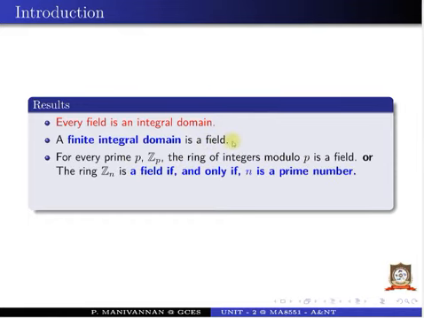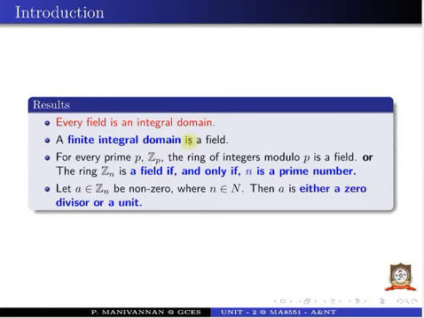The proof is in the first unit. For every prime p, the ring of integers modulo p is a field. A non-prime number need not give a field. The ring Zn is a field if and only if n is a prime number. If n is a prime number, then Zn is a field.